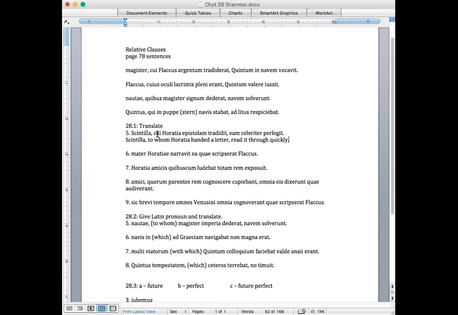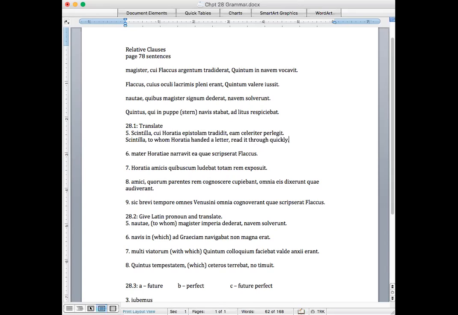In this case, it's going to be dative because it's receiving the direct object, which is the letter. Horatia is the subject of this clause. Tradidit is the verb. Epistulam is the direct object. Cui is your indirect object, i.e. Scintilla. Okay, and again, here it's kind of in the middle of your sentence.